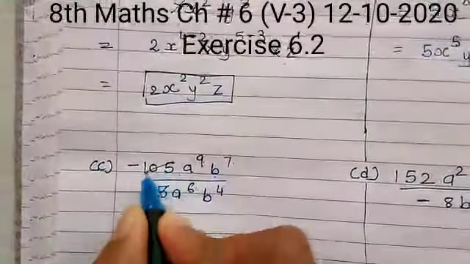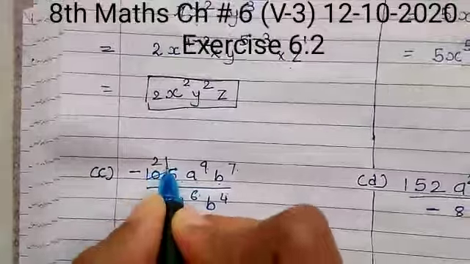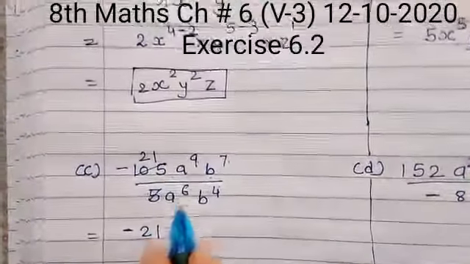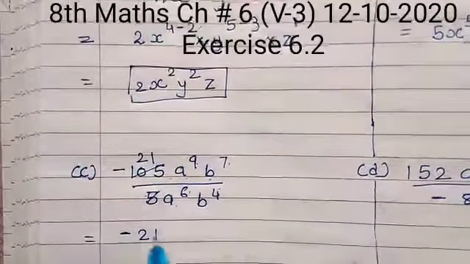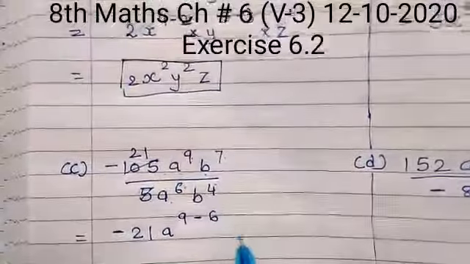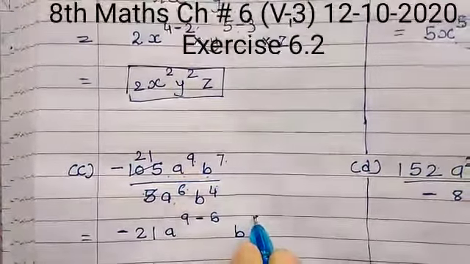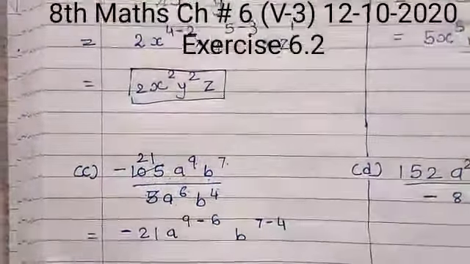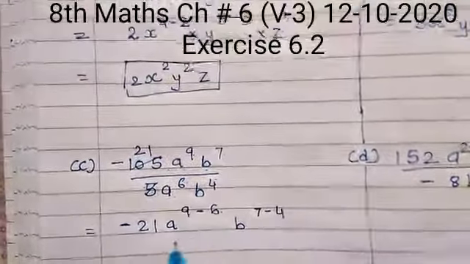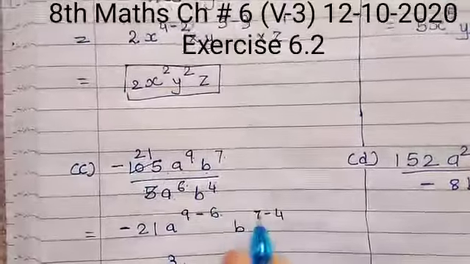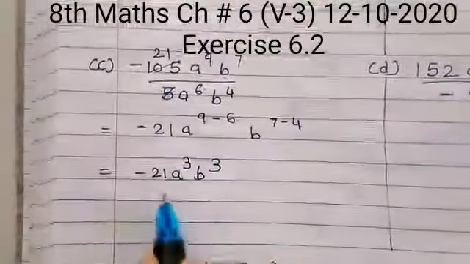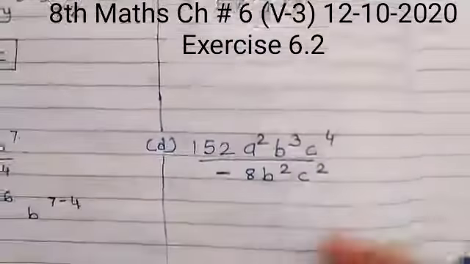So 5 20 1s are 105, so we'll get minus 21. Now we will solve these variables. So a raised to 9 is there, so 9 minus 6, and b raised to what is given? 7 minus 4, so it will become minus 21. a raised to 9 minus 6 is equal to 3 and b 7 minus 4 is equal to also 3, so b raised to 3 will come. This is our answer.